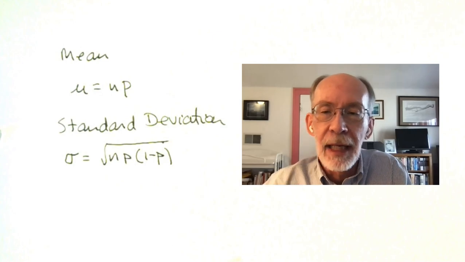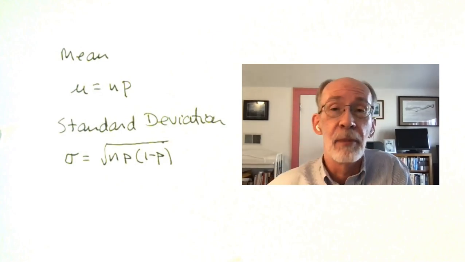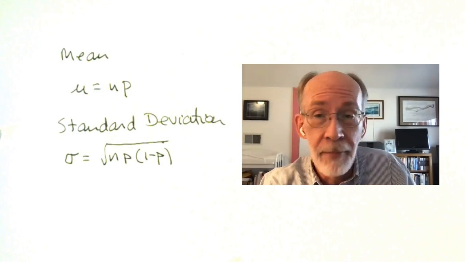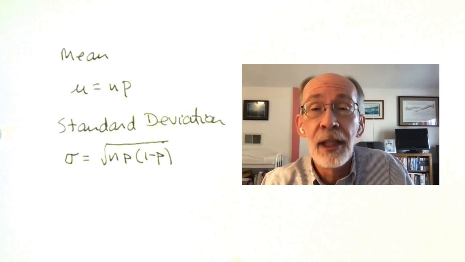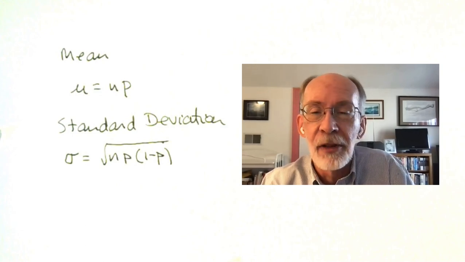The mean of a binomial distribution is represented by the Greek letter mu, and it's going to be the number of trials times the probability of success on a trial. This makes perfect sense. If you flip a coin 10 times, you expect to see 5 heads. You may see more, you may see less. You expect to see 5, which is half, or 0.5, times the 10.